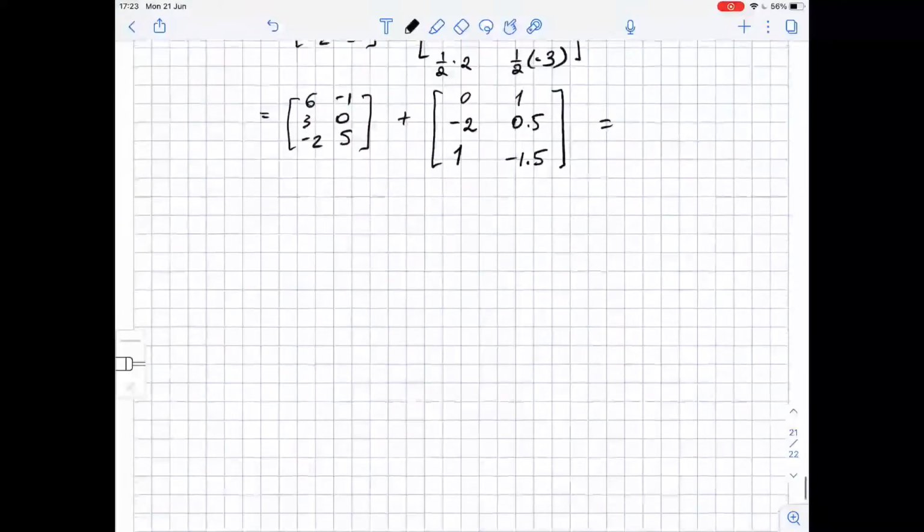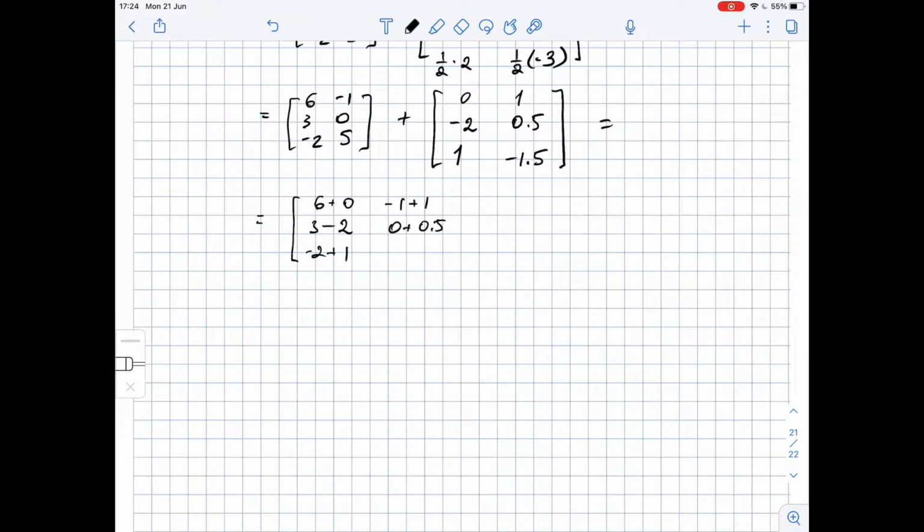Well, as you can see, our first matrix is 3 by 2 and our second matrix is 3 by 2. This means that we can add them and we will get 6 plus 0, negative 1 plus 1, 3 plus negative 2, 0 plus 0.5, negative 2 plus 1, 5 plus negative 1.5. Let's do the calculations. So the result is 6, 0, 1, 0.5, negative 1, negative 1.